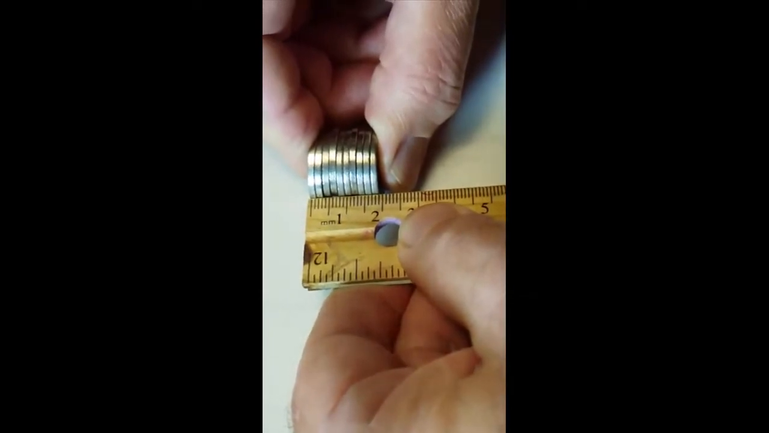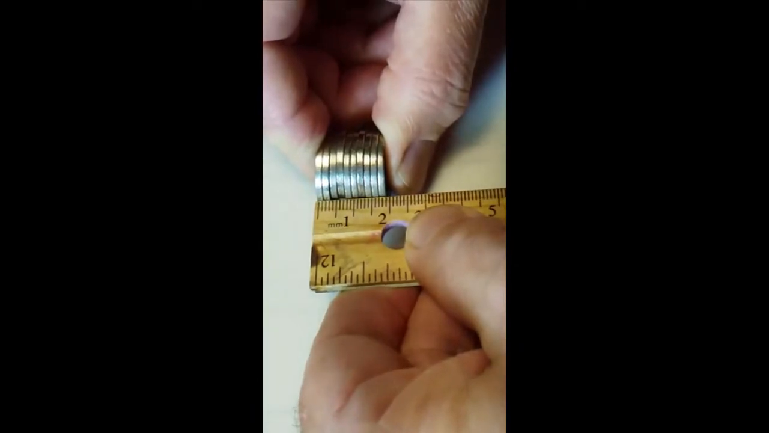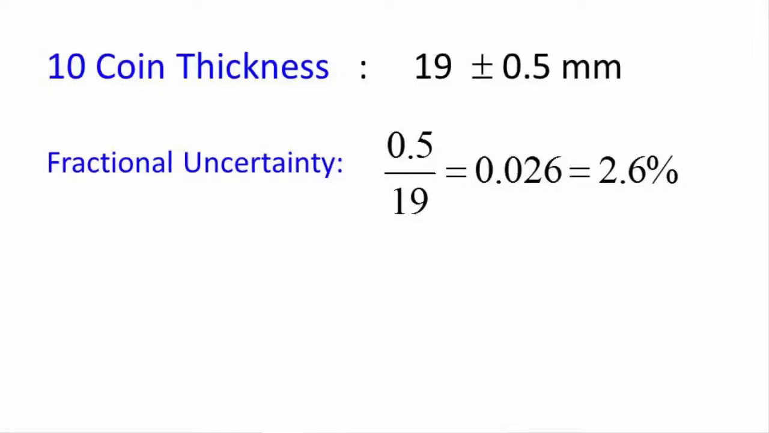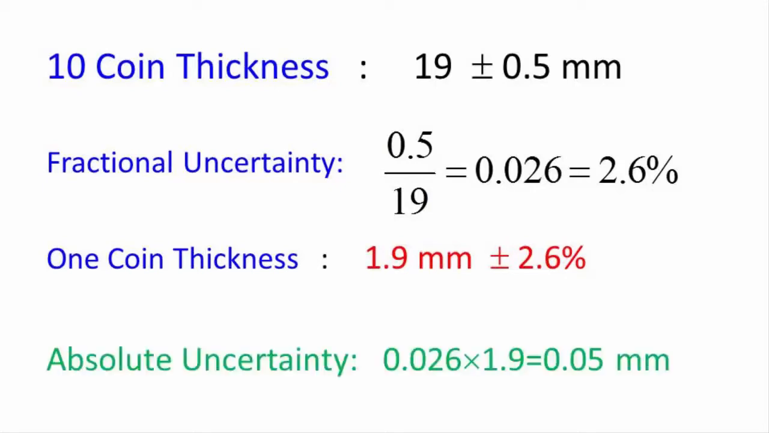A better technique would be to measure the thickness of 10 coins together. That comes out to be about 19 millimeters. The uncertainty is still the same, 0.5 millimeters, but that means that the fractional uncertainty is nearly 10 times smaller, 0.026 or 2.6%. So the thickness of 1 coin we get by dividing by 10, which also decreases the absolute uncertainty by a factor of 10 to 0.05 millimeters.